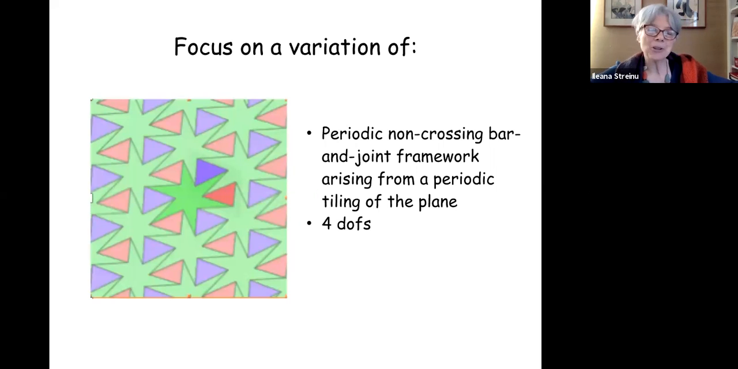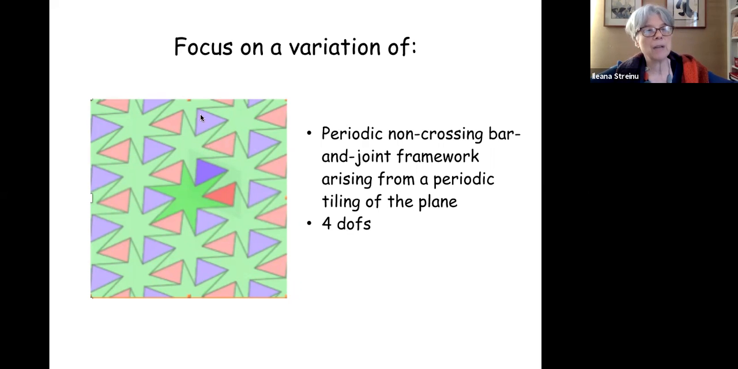So I'm going to focus on a variation of this framework. It's a periodic, non-crossing bar and joint framework. It arises from a periodic tiling of the plane, and it has 4 degrees of freedom. So this is just a picture. You'll see animations shortly. And this one is not very symmetric.